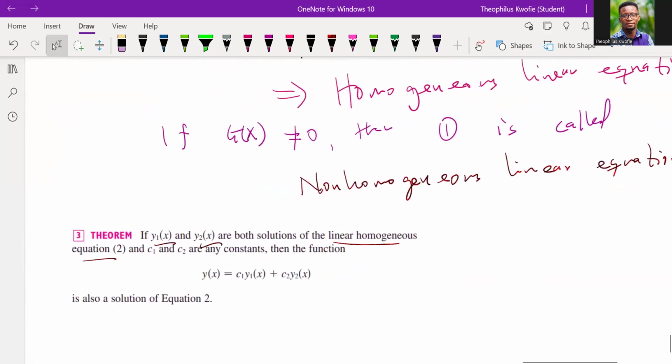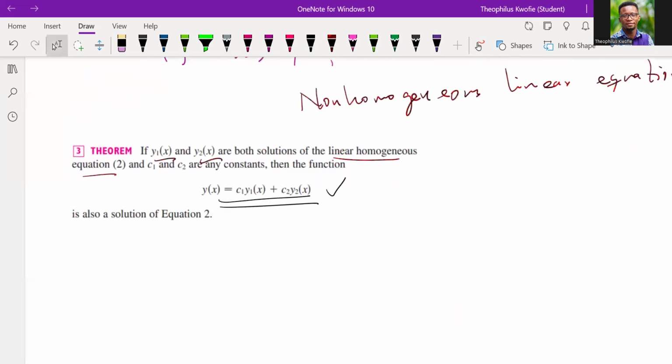So linear combination just means that we can sum the solutions, and once they are summed, we can write it in such a way that they are also a solution of the homogeneous linear equation. Okay, so this is how we write the linear combination.